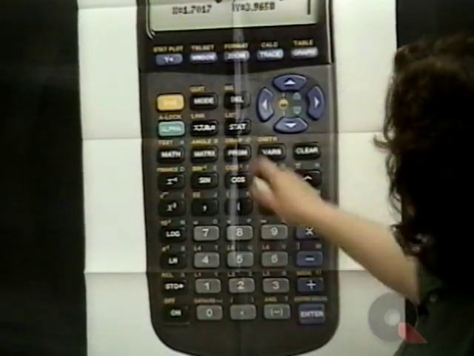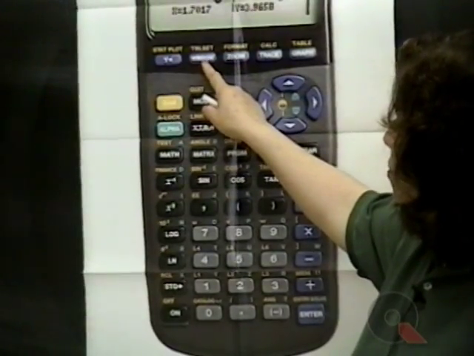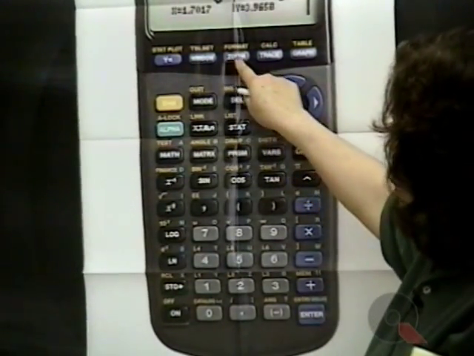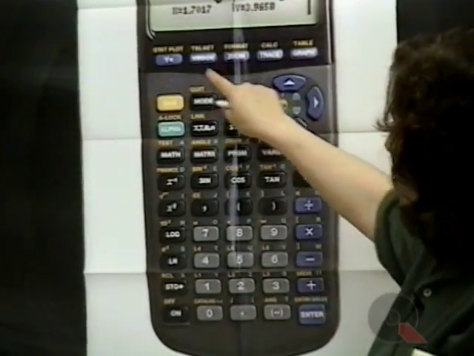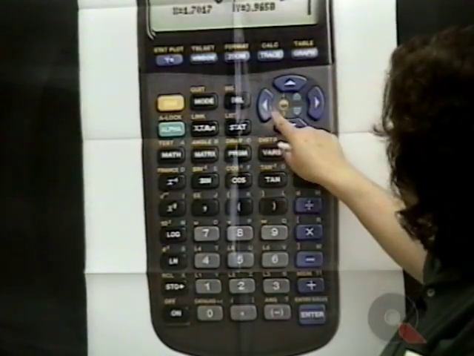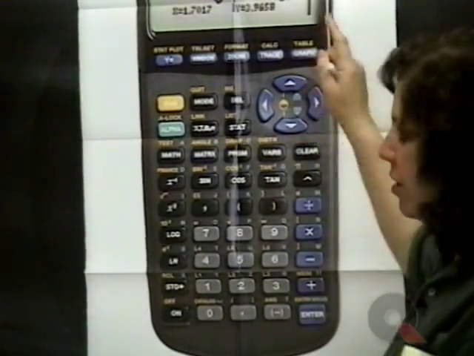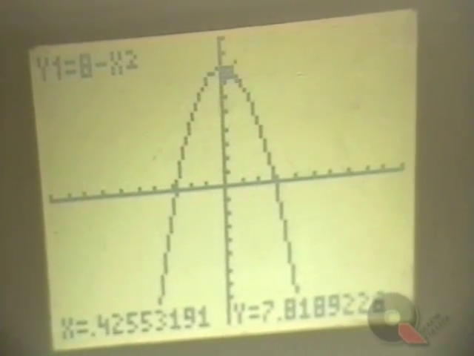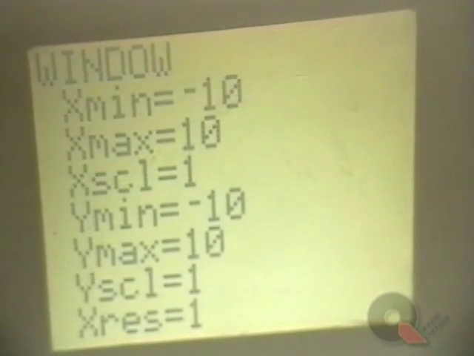Okay, now I had mentioned that we are right now using the standard window. If I press window, remember the keys that I'm going to be mentioning are window, zoom, trace, and graph. They're all up here. After you hit trace, to move the cursor left and right, you use these arrows. Let's go up to the top now and see what we have. If I hit window right now, I see that the window I've been graphing in is minus 10 to 10 for x, minus 10 to 10 for y.